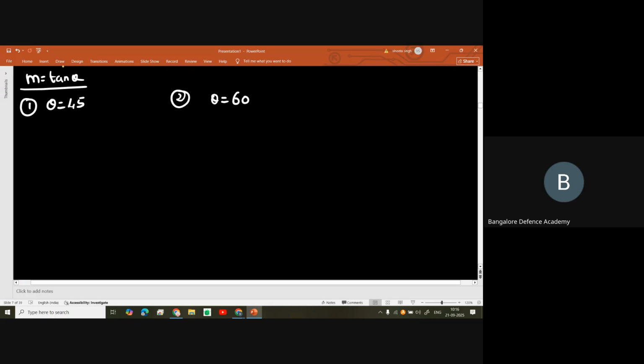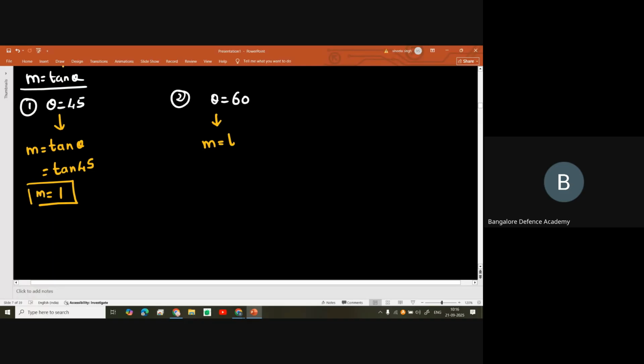Okay, how to solve the first question? Imagine m is equal to tan theta. This is the formula. So here theta will be substituted as 45 because that is the angle. And we know tan 45 is 1. So the slope of the line is 1. So m is called the slope of the line, that is 1.